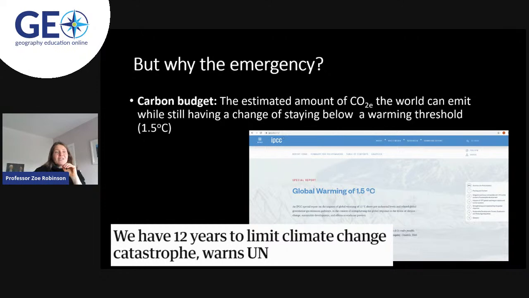And so that changed everything. It changed the way that climate change was being talked about. It changed people's language from just talking about climate change to talking about a climate emergency, highlighting the urgent need for action.